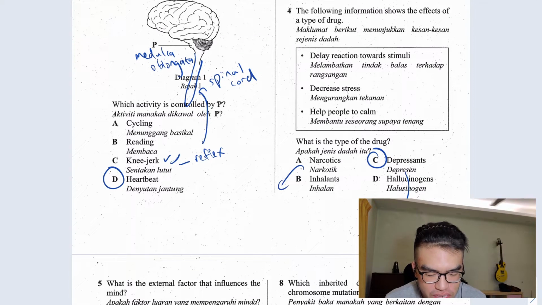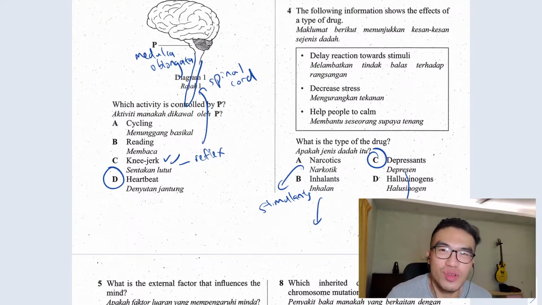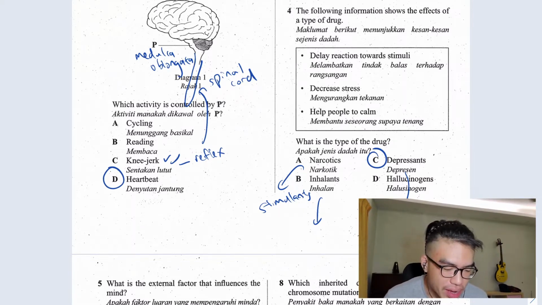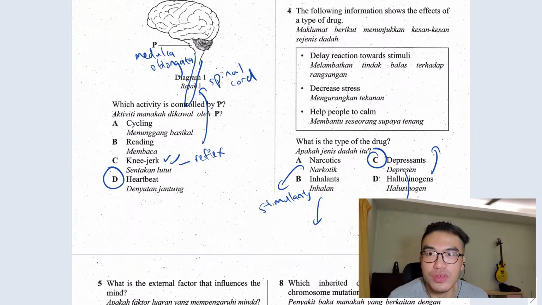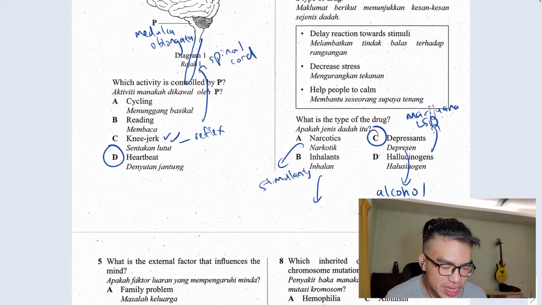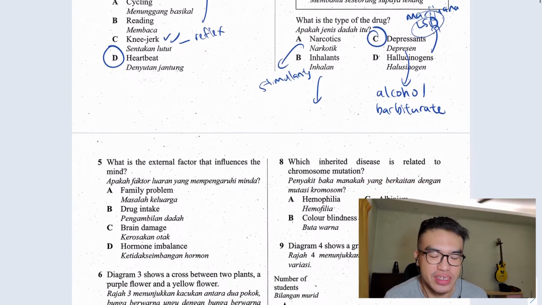Narcotics, I would like to call this stimulant. This is the thing that makes you awake, like cocaine, like methamphetamine. And inhalants are those things that you inhale into your nose, for example, glue and so on. And hallucinogens are the things that make you hallucinate, for example, marijuana, or we call it weed, and of course LSD. Okay, LSD is a drug very common among musicians back in the 1980s.